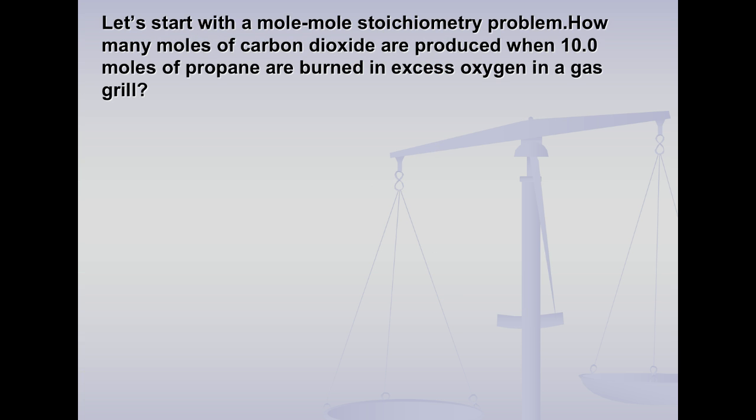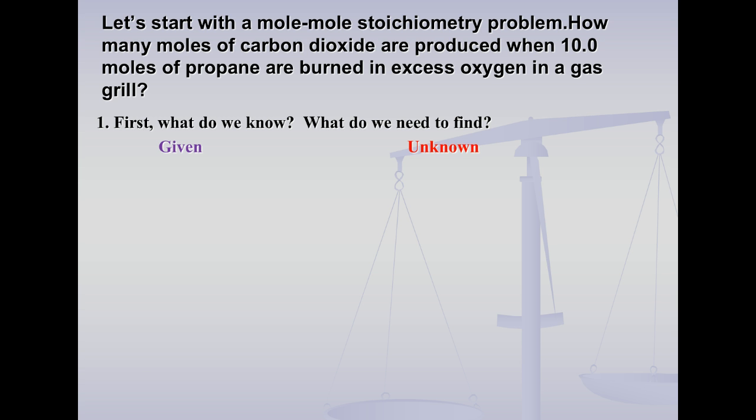All right, let's take a look at a sample problem. How many moles of carbon dioxide are produced when 10.0 moles of propane are burned in excess oxygen in a gas grill? So what do we know? First, the given. Our given is 10.0 moles of propane. We're going to put that into our given. And then our unknown: we're asked to find the moles of carbon dioxide.